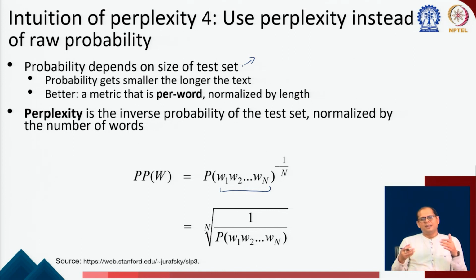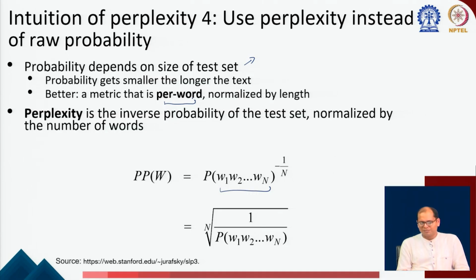If you have a larger test set, you will automatically get a lower probability, because you are multiplying more numbers that are less than 1. So you want a metric that is independent of the size of the test set, somewhat per word. So you have to normalize it by the length of the test set, and that is where perplexity does some sort of geometric mean.